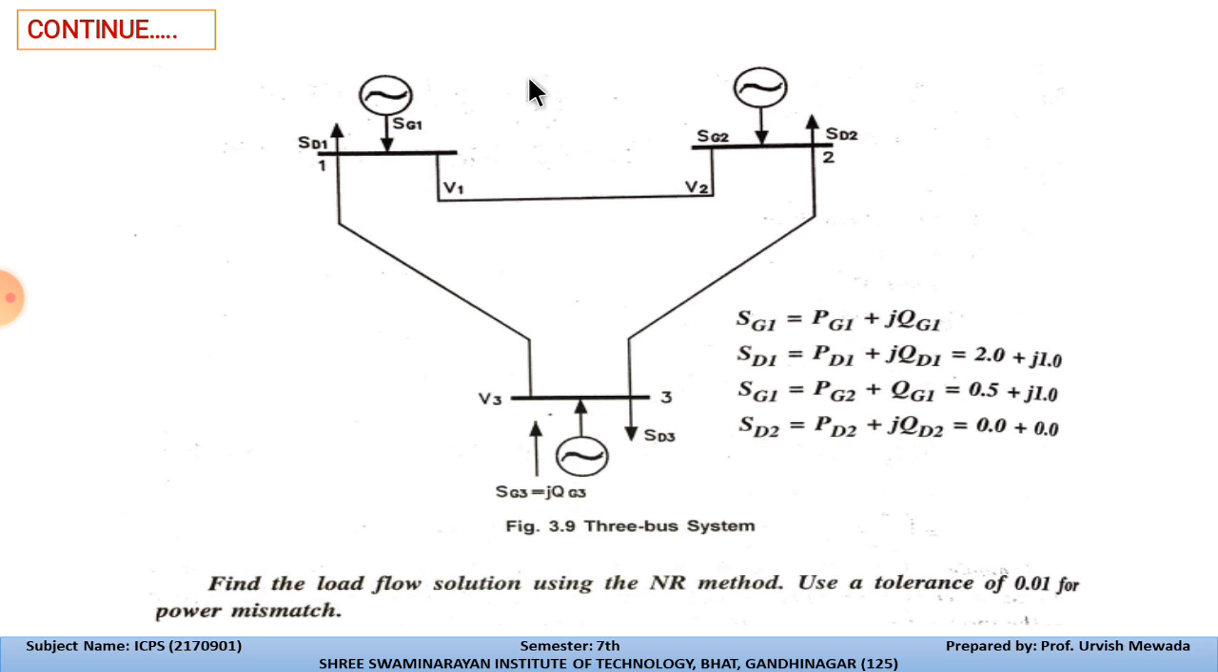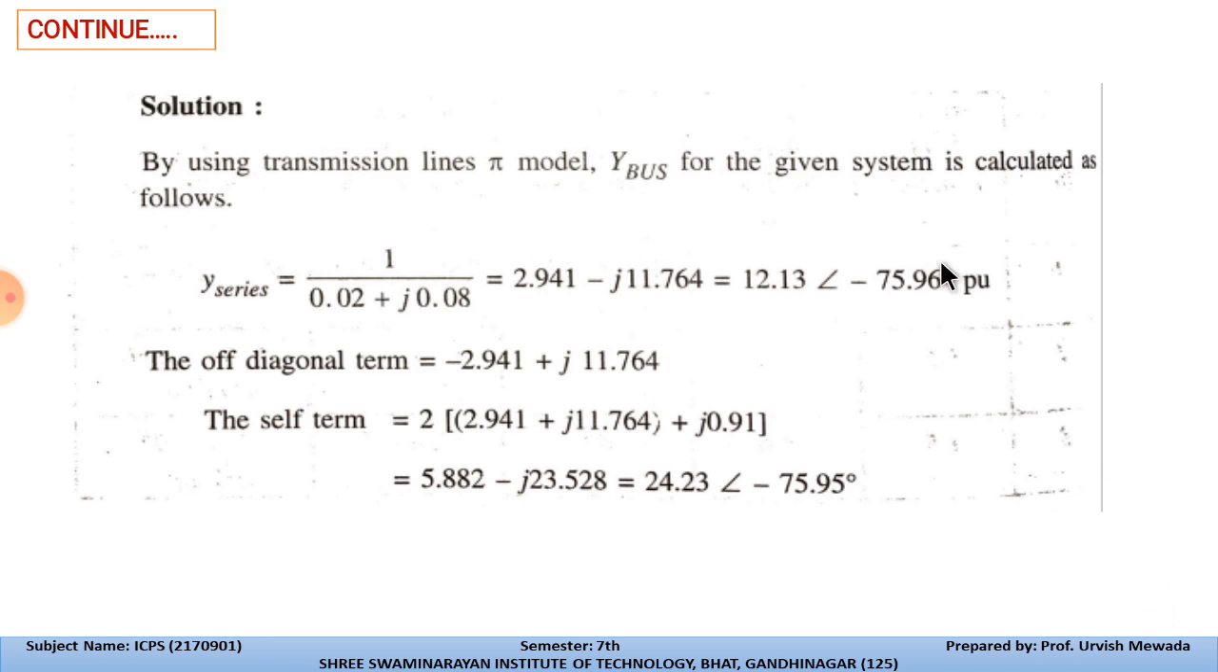For this system, find the load flow solution using the NR method and use a tolerance of 0.01 for the power mismatch. If any power mismatch occurs, then we can have this tolerance while we solve the system. Buses 1 and 2 are connected with this link, with voltages V1 and V2. This is the 2-3 connection between bus numbers 2 and 3, and this is the 1-3 link between bus numbers 1 and 3. So let us have the solution of this example.